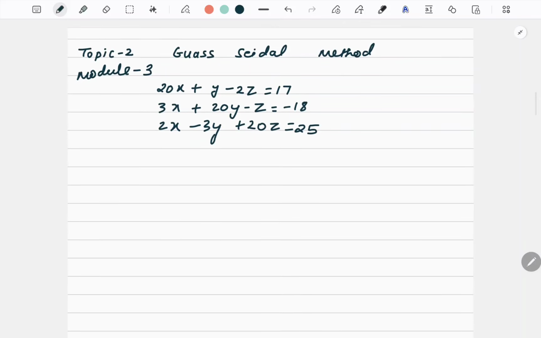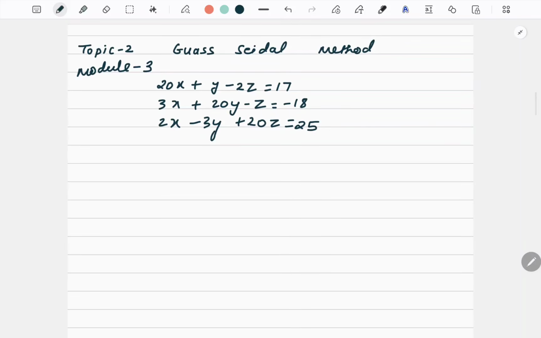Now come to the next question, which is the Gauss-Seidel method. Now in the Gauss-Seidel method, what you have to do is find out the values of x, y, z. The very first thing you should check is where the coefficient of x is highest, that is the equation from where you should get the value of x. So your system should be diagonally dominant.